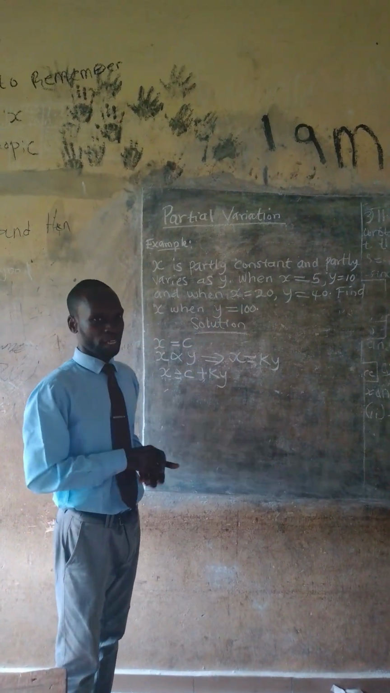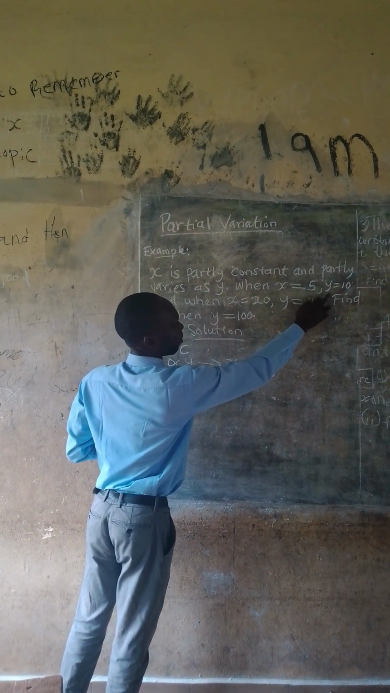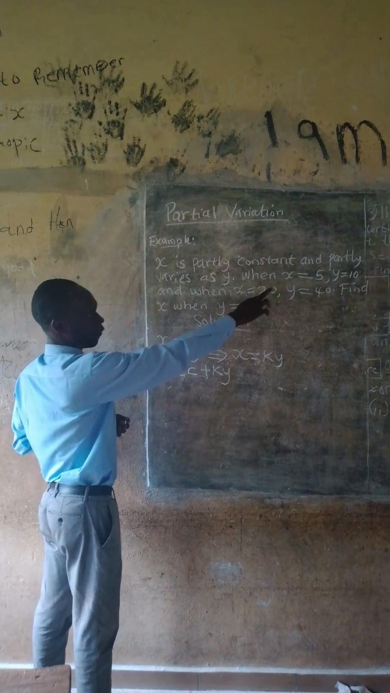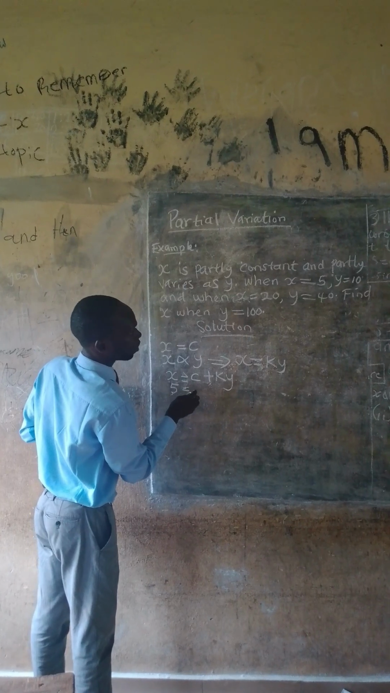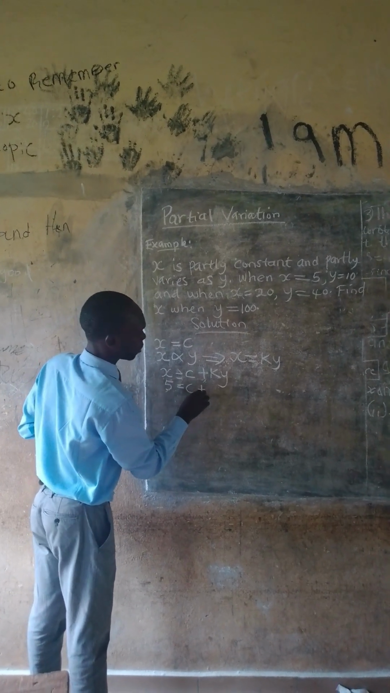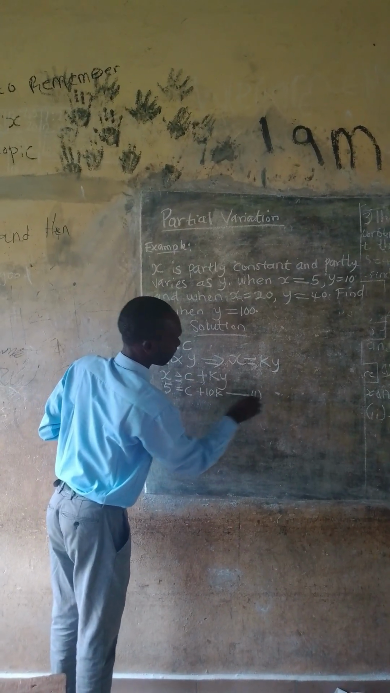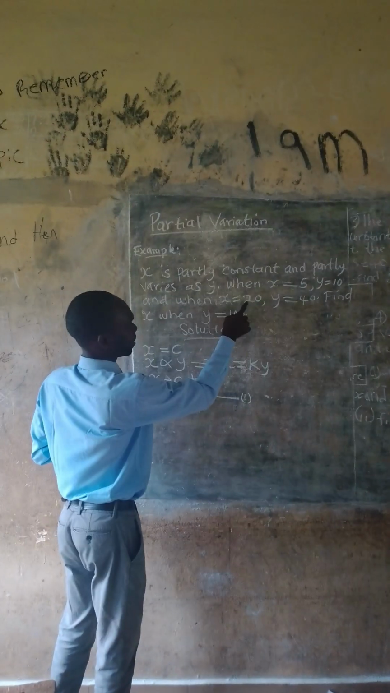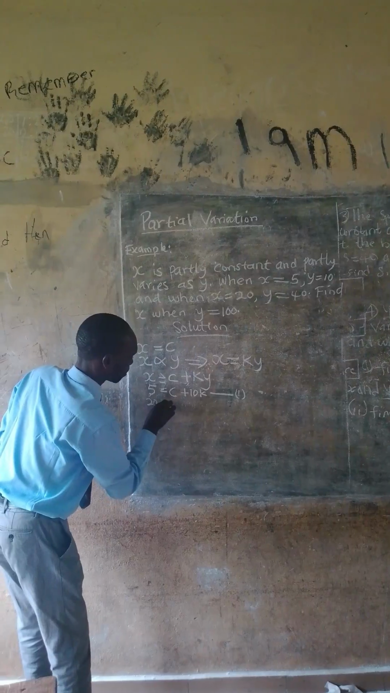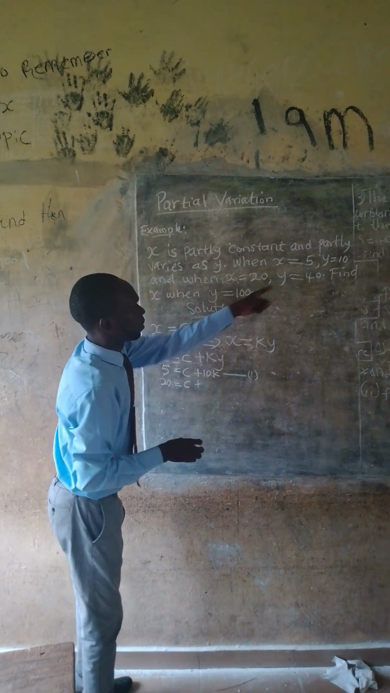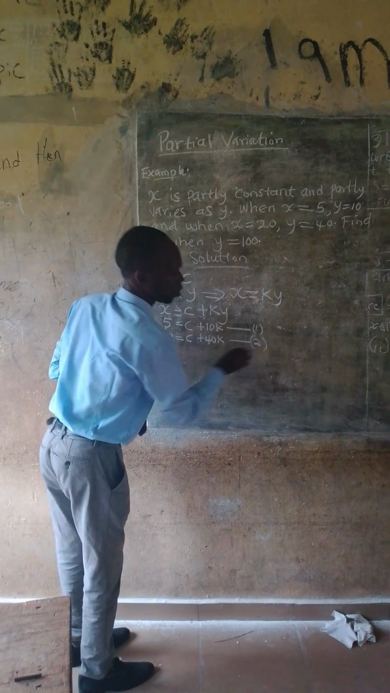Now let us substitute the values given. Remember that the equation says that x is equal to 5 and y is equal to 10. So if we fix 5 here, for x we have 5 equal to c plus, what is y? 10. Okay. Call this equation 1. We now fix the second values. X is 20. We now have y to be 40. Okay, this is equation 2.